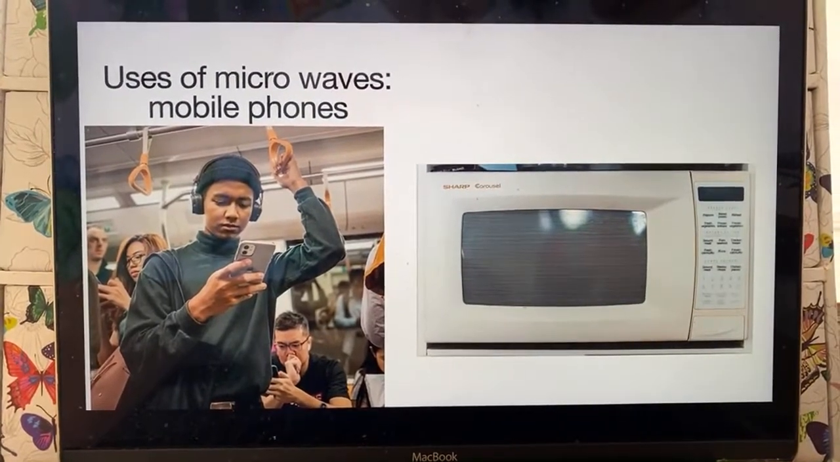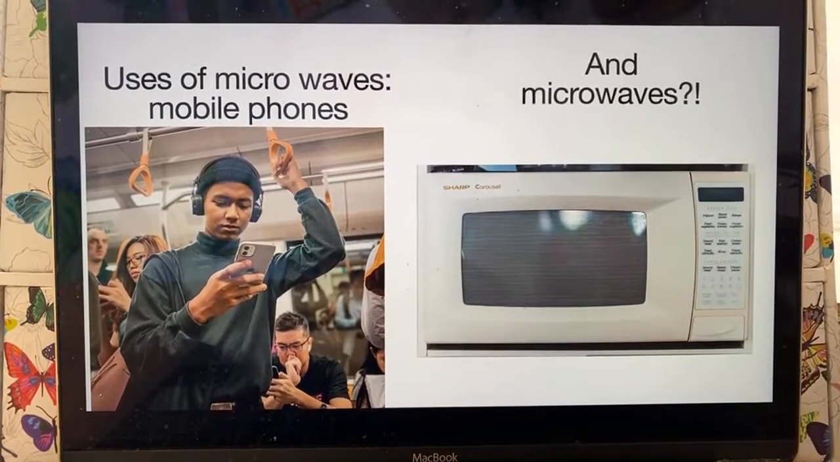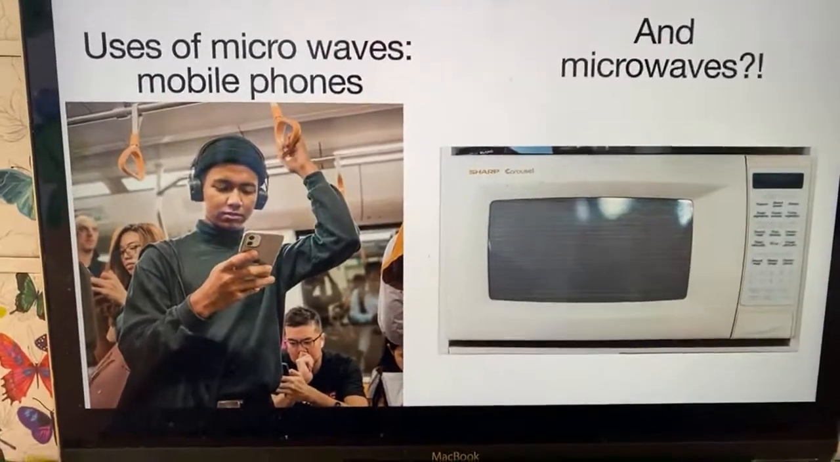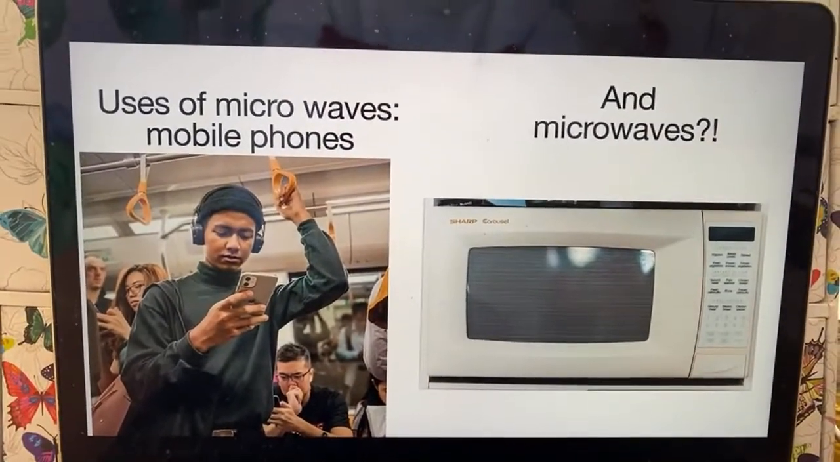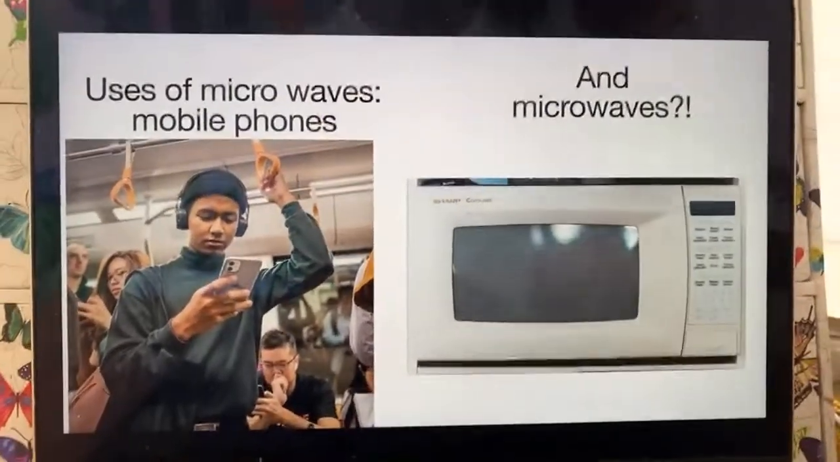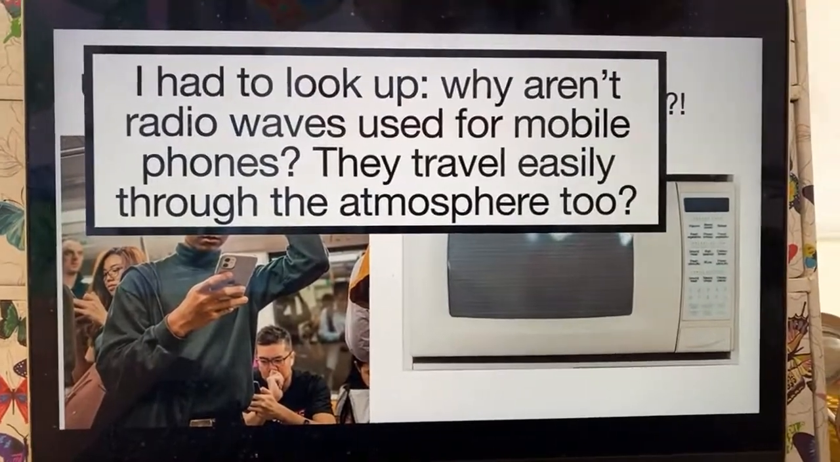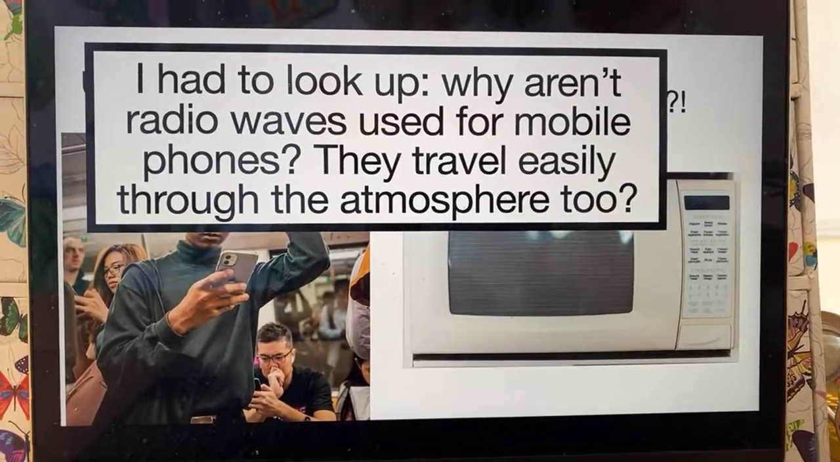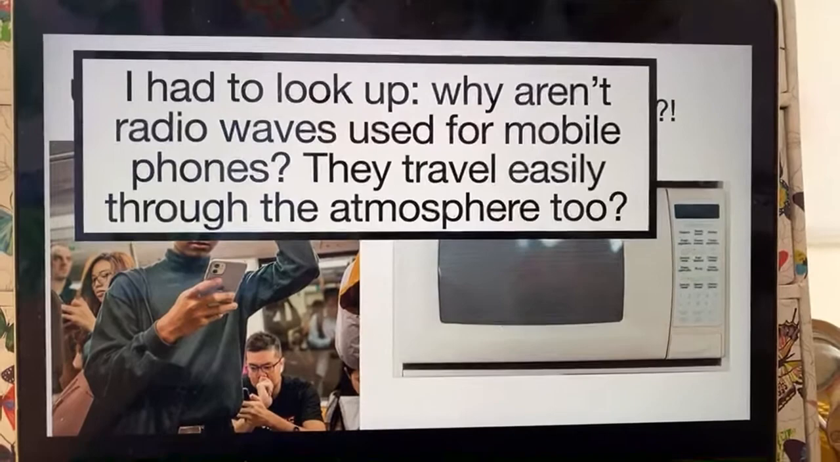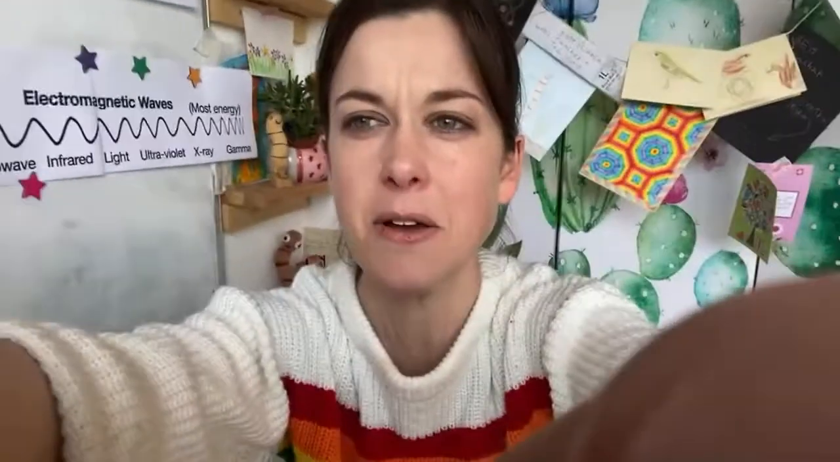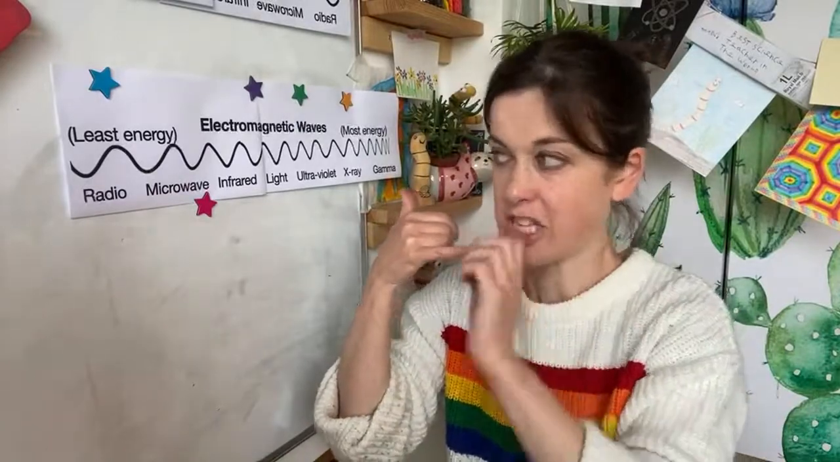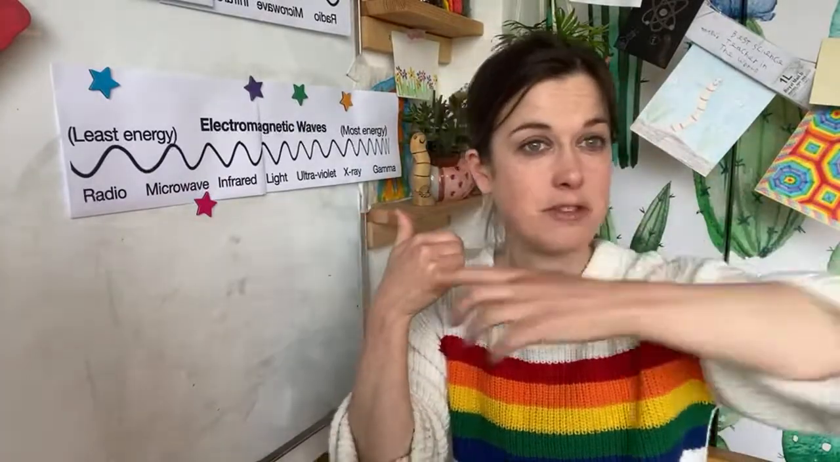Okay, moving on to mobile phones, because this is weird. Microwaves get used for mobile phones and also to cook food. This is the thing that gets people very, very confused about electromagnetic waves. Let's talk about that bit. I actually had to look up, why aren't radio waves used for mobile phones? Because they both travel easily through the atmosphere. There's a few different reasons why we use microwaves and not radio waves for mobile phones, because they both travel through Earth's atmosphere fine.